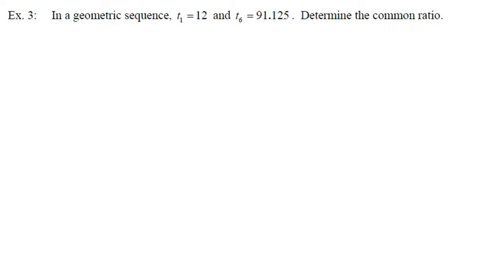Example 3. In a geometric sequence, T1 is 12 and T6 is 91.125. Determine the common ratio. Okay, what do we know? T1 is 12, T6 is 91.125. R is equal to, we don't know, that's what we're trying to find.